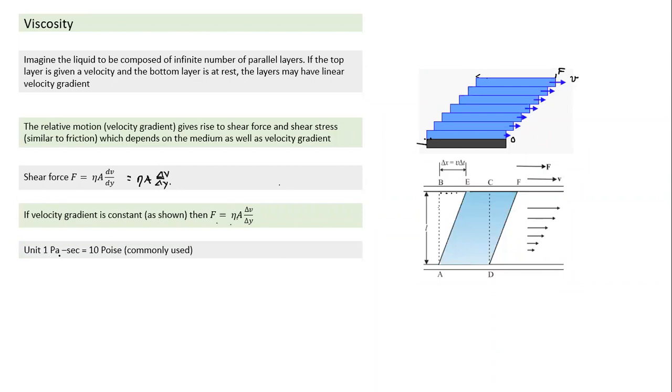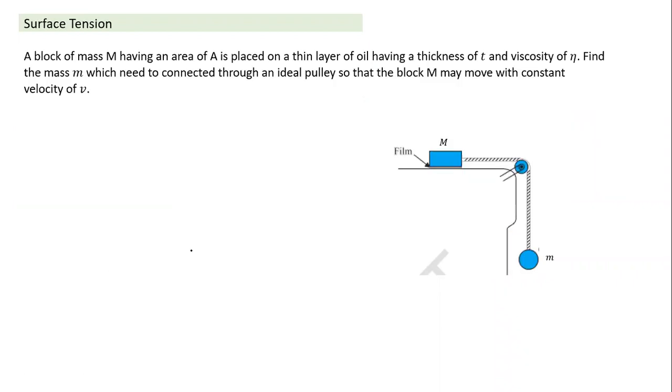Unit for viscosity: 1 Pascal second. Pascal second is the unit, stress times second, and that is equal to 10 poise. So 1 poise is equal to 0.1 Pascal second. And poise is a more commonly used unit. This is not an SI unit. So whenever poise is given, we multiply by 0.1 to convert into SI unit.